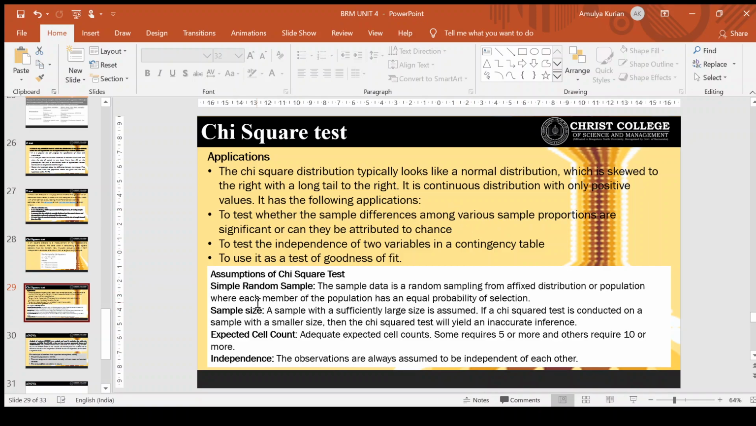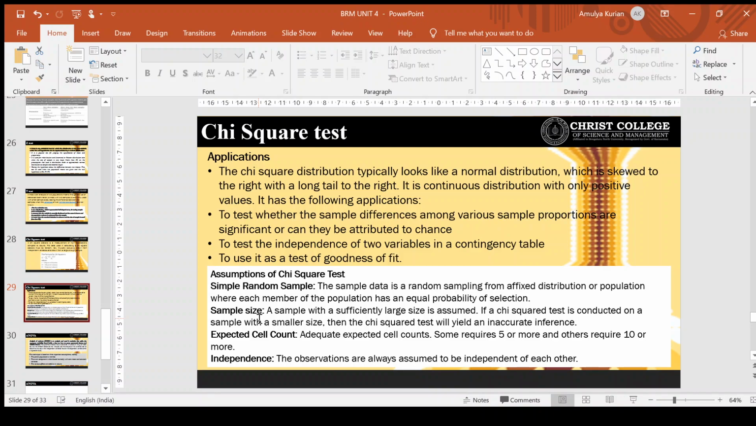Assumptions of chi-square test is, it is a simple random sample which we are using. The sample data is a random sampling. That means the chances of occurrence of anything at any time is equal. Okay, equal probability of getting selected. Sample size should be very large in case of chi-square test. Then expected cell count, adequate expected cell count should be there. Some require 5 or more, and others require 10 or more. There should be different conditions which we are applying, and independence. The observations are always assumed to be independent of each other.